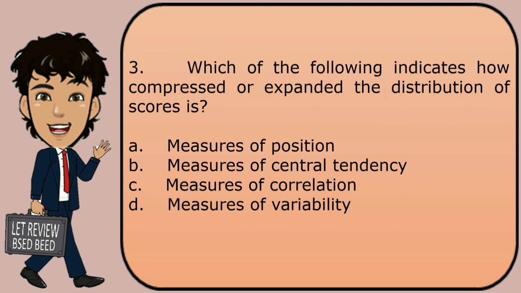3. Which of the following indicates how compressed or expanded the distribution of scores is? A. Measures of position. B. Measures of central tendency. C. Measures of correlation. D. Measures of variability.